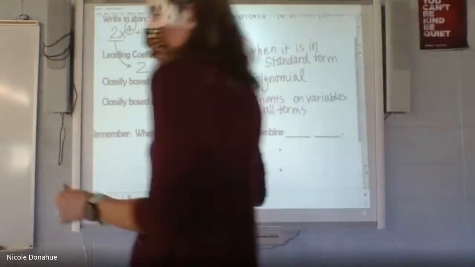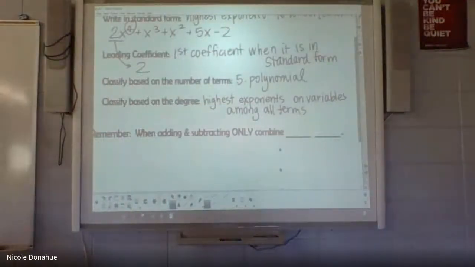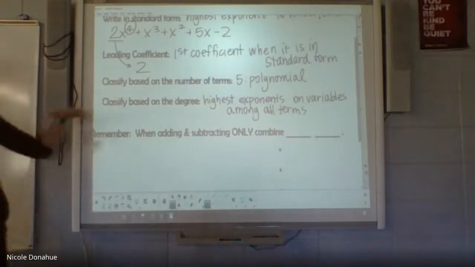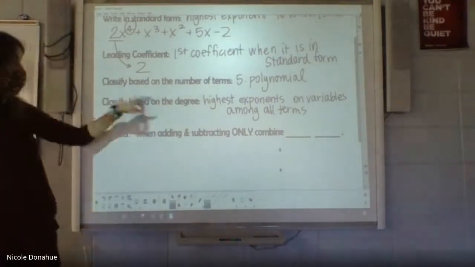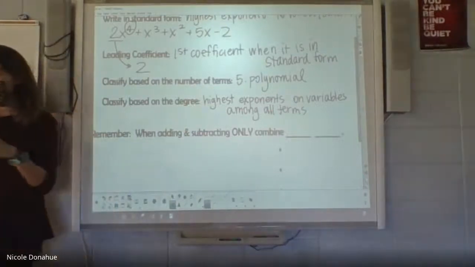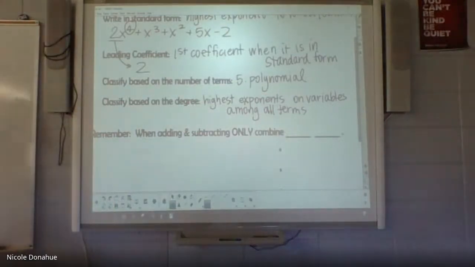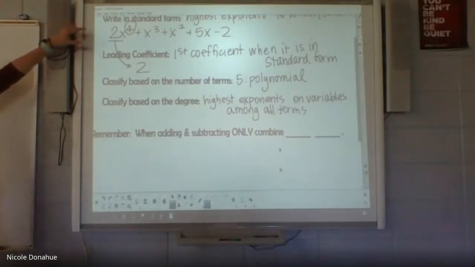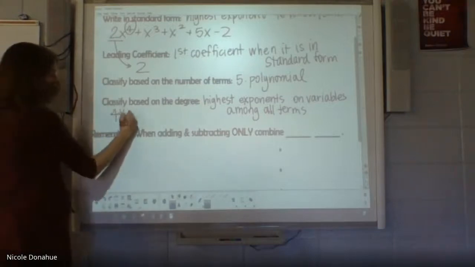So the thing that I want to mention is degree. I kind of wrote that up in our little chart up there. We talked about degree in algebra as well. The degree is the highest exponent on the variables among all the terms. So the degree of this polynomial, what's the highest exponent? 4. So this would be a 4th degree polynomial.